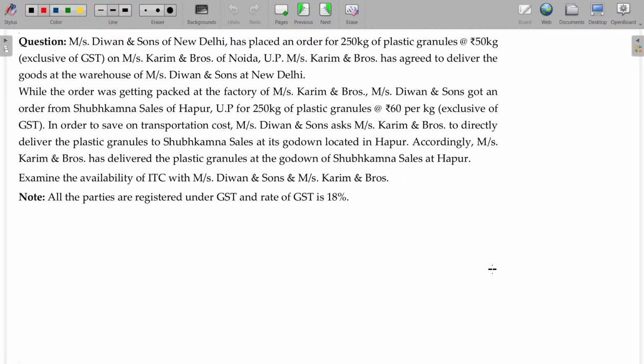This one also be studied along with the payment of tax. Mrs. Diwan Sons of New Delhi has placed an order of 250 kgs of plastic granules at 50 per kg, exclusive of GST, on Mrs. Karim Brothers of Noida.